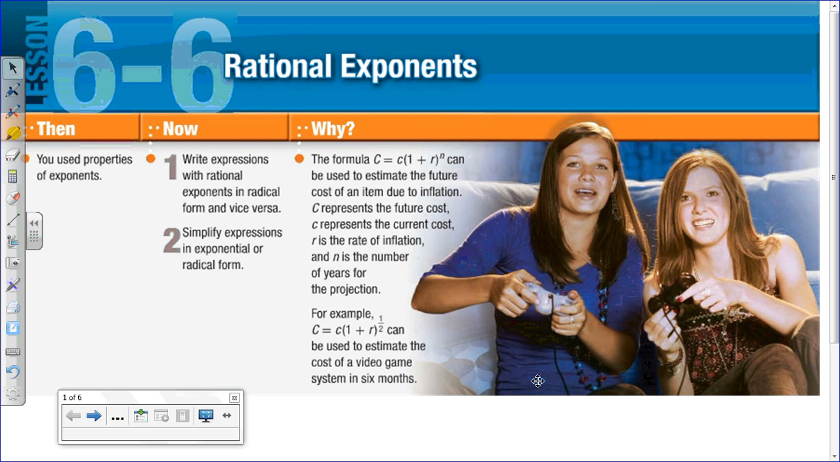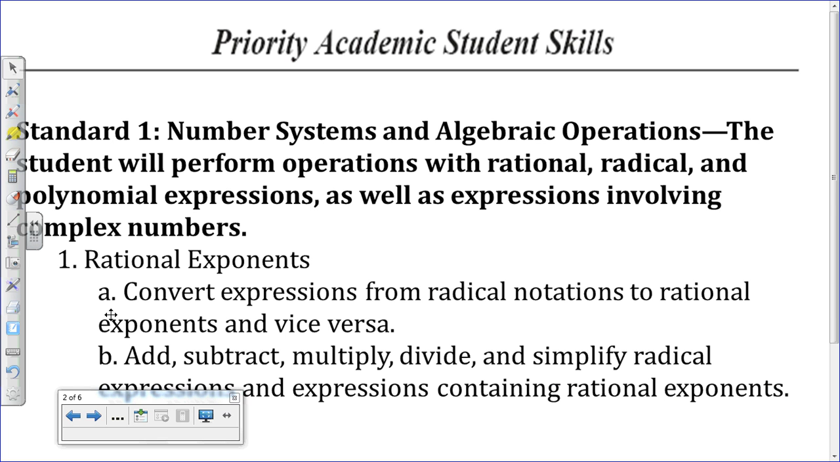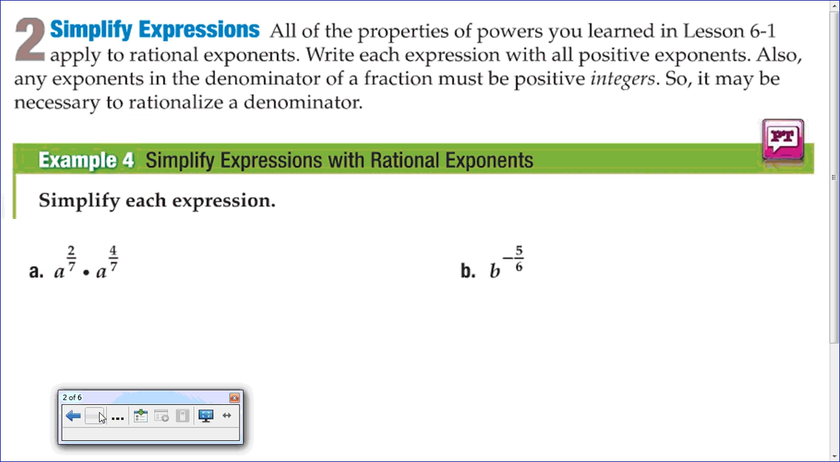Alright, today we're covering Lesson 6.6 Part 2, in which we're going to be simplifying expressions in exponential or radical form. This goes along with past skill 1, A and B, converting expressions from radical notation to rational exponents, vice versa, and then also to add, subtract, multiply, divide, and simplify expressions containing rational exponents. Okay, today we've got a couple examples for you here.